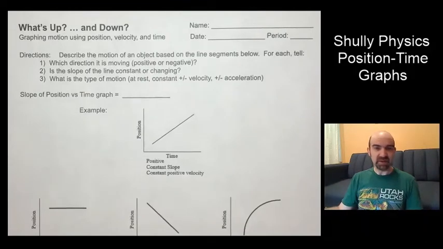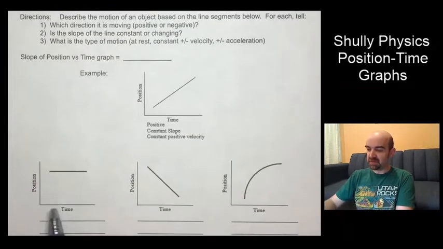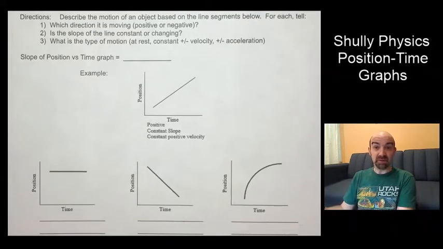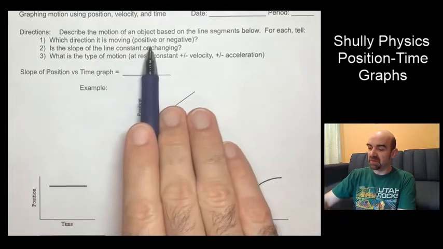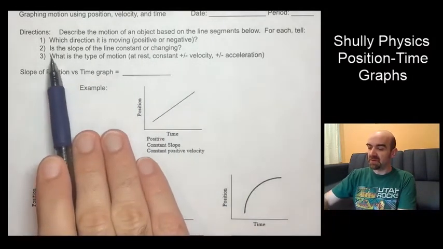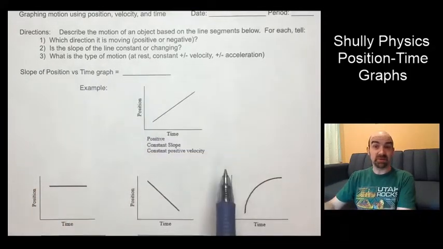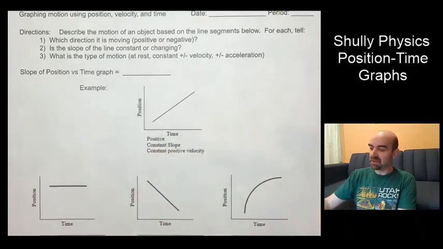On a position time graph, there's a lot of information you can find out. In this first guided notes piece, we're going to be looking at these various position time sketches and determine what kind of motion is being described in each. This is the kind of information we can find: which direction the object's moving, which we'll define as a positive or negative direction. We're going to determine if the slope of the line is constant or changing. And number three, we're going to conclude what type of motion it's undergoing.